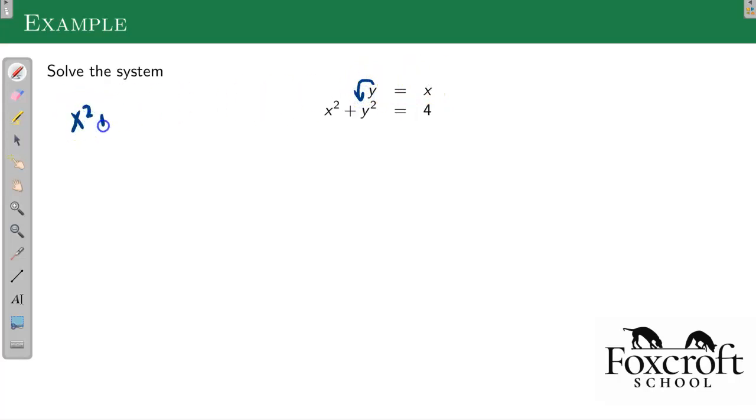Now we have x squared plus x squared equals 4. Combine that, 2x squared equals 4. Let's just solve it the way we've been talking about. All right, subtract 4 from both sides.